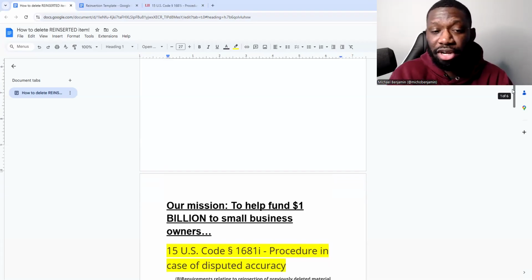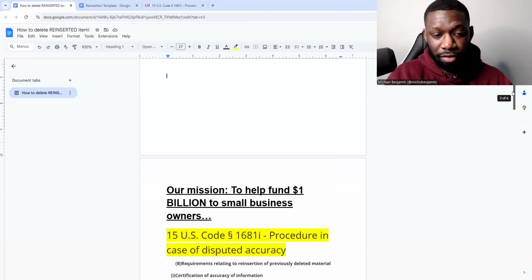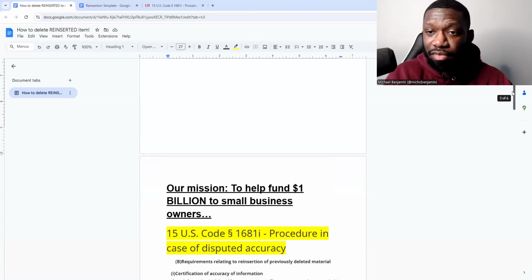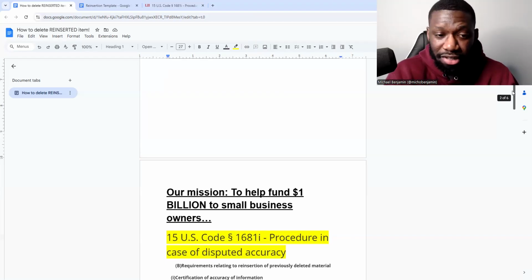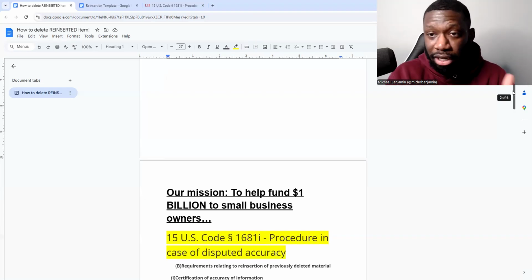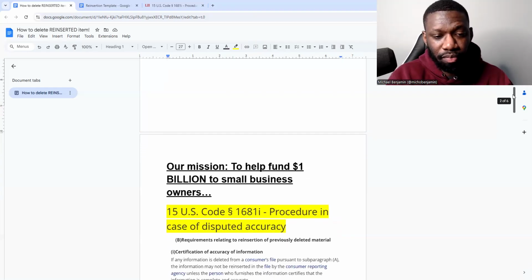So when it comes to a reinsertion, we want to really focus on 15 USC 1681i, procedure in case of disputed accuracy. That's the section we want to focus on. Specifically, focus on 15 USC 1681i(a)(5)(B) and its requirements relating to reinsertion of previously deleted material. I'm not telling you something I just stumbled across. We have literally done this within our own company, and I've mentored people in terms of removing previous deletions as well. Keep that in mind as I'm giving all the sauce.